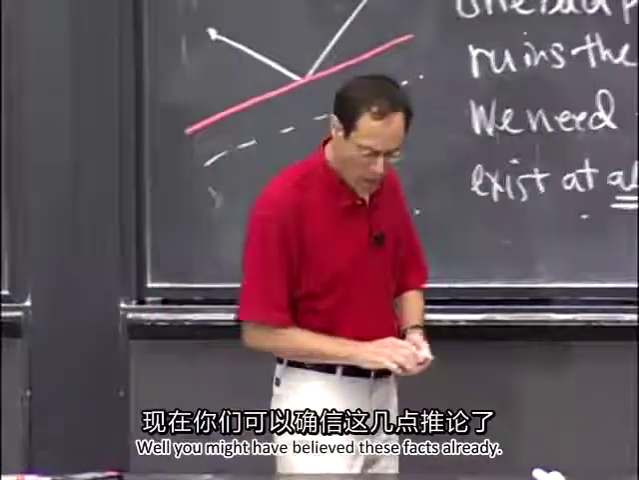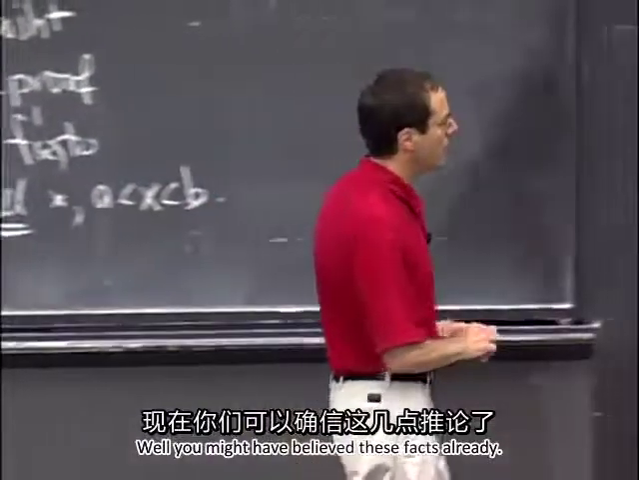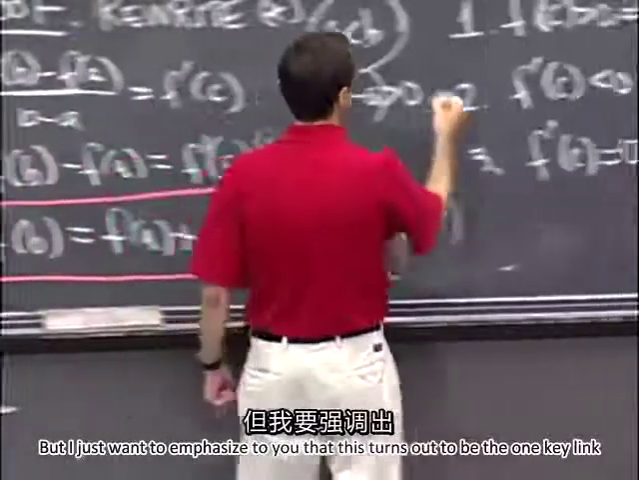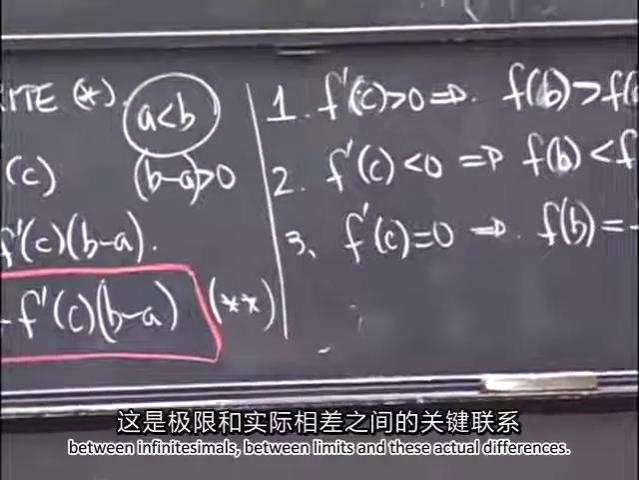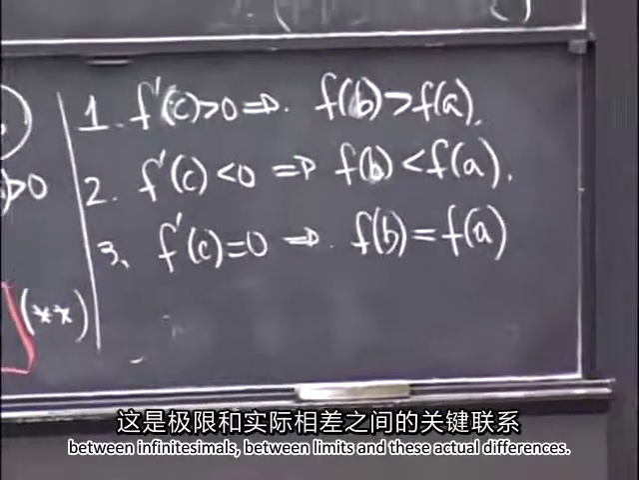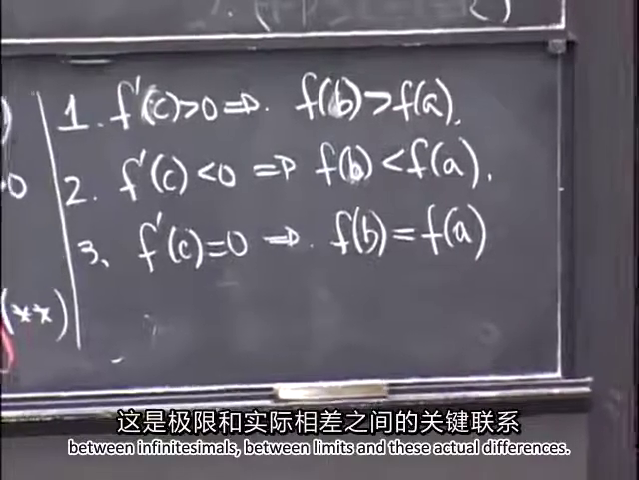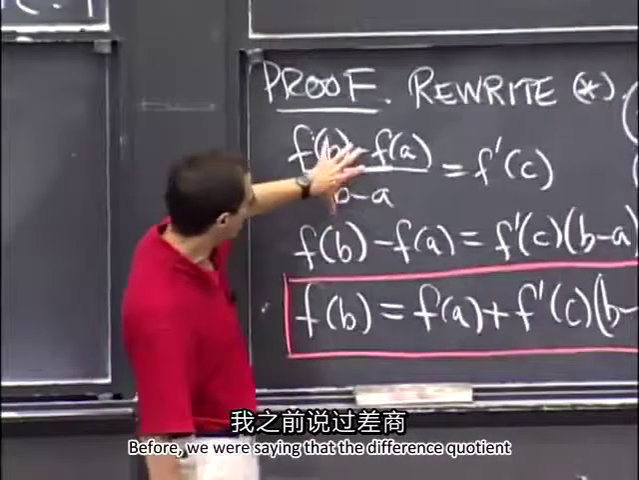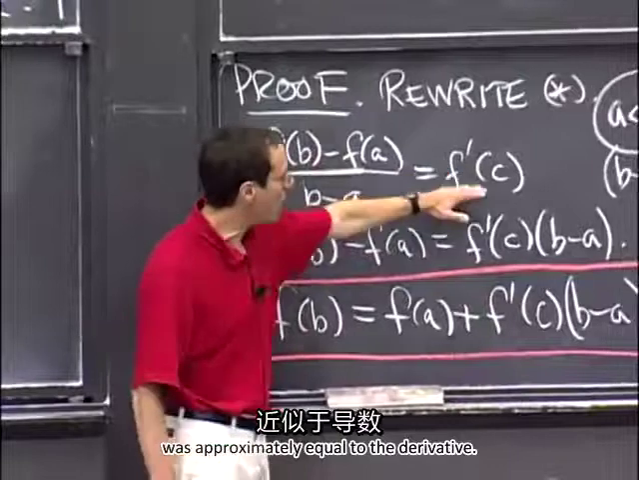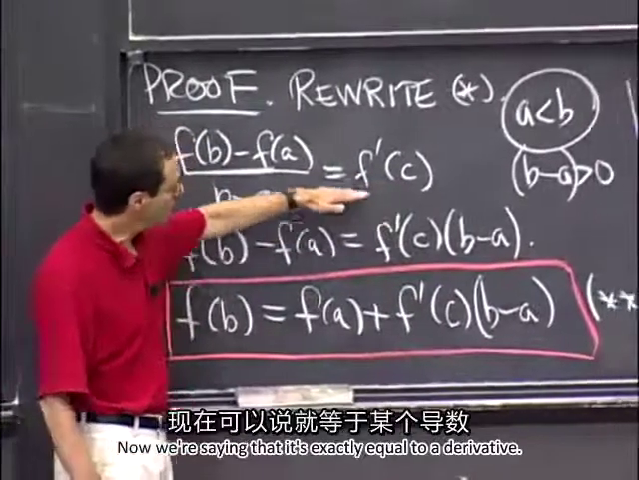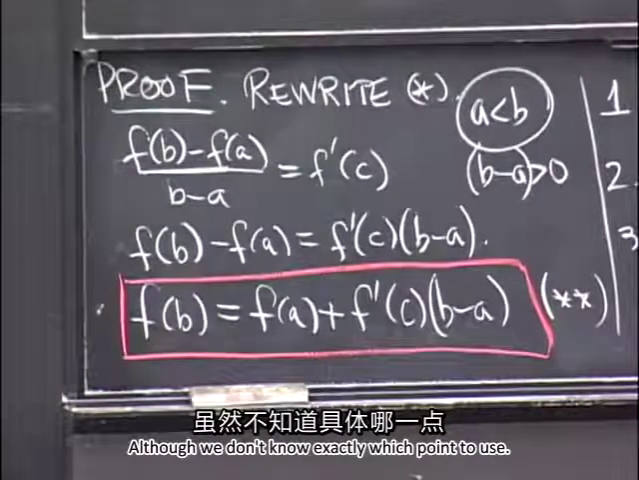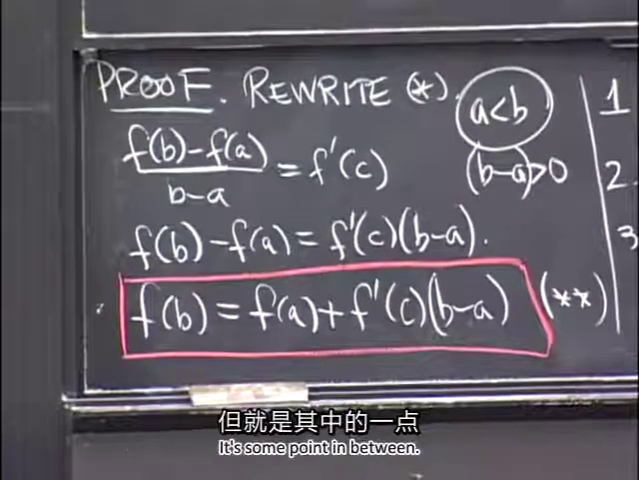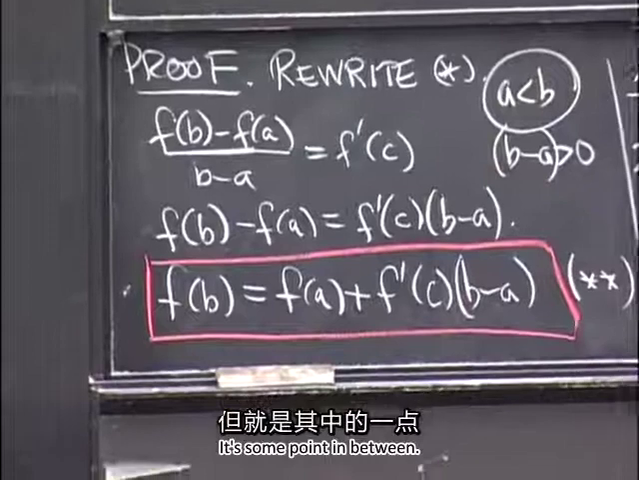Well, you might have believed these facts already, but I just want to emphasize to you that this turns out to be the one key link between infinitesimals, between limits, and these actual differences. Before, we were saying that the difference quotient was approximately equal to a derivative. Now we're saying that it's exactly equal to a derivative, although we don't know exactly which point to use. It's some point in between.